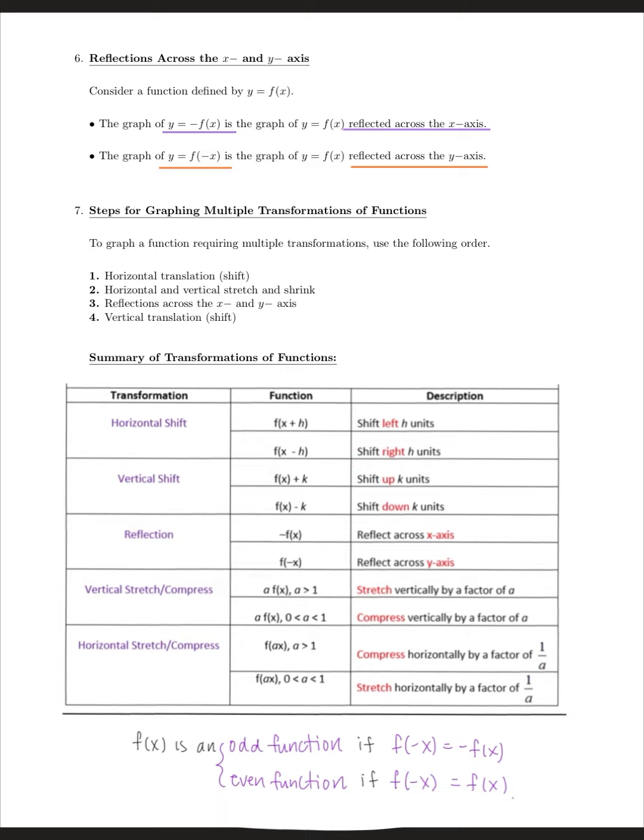I know this is all overwhelming, so if I were you, I would just write this out, or you can just print this page out, just the summary portion, and keep it handy as we go through some examples. All right, I think we're ready to do this, so let's go.